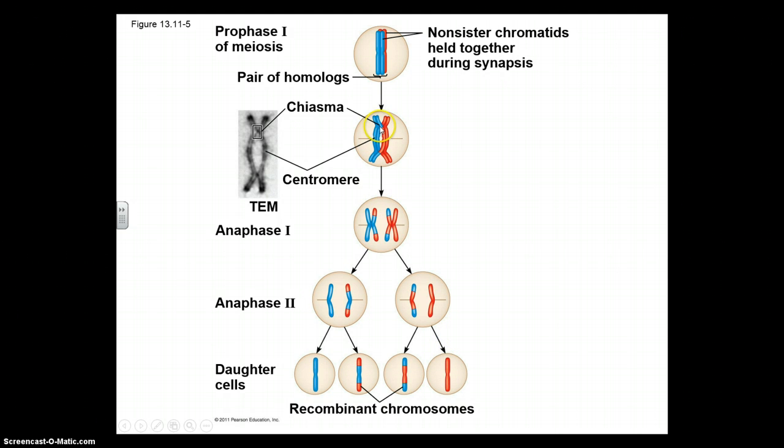So here's the chiasma where they cross over. This is the centromere of each chromosome. The centromere is where the X in the chromosome would be, and the chiasmata is where the crossing over occurs. As you can see, these chromosomes exchange DNA in two places, which further results in genetic variation in the daughter cells.